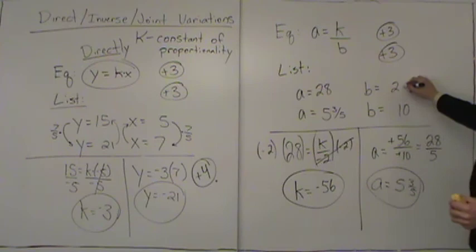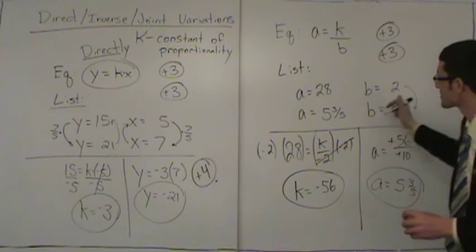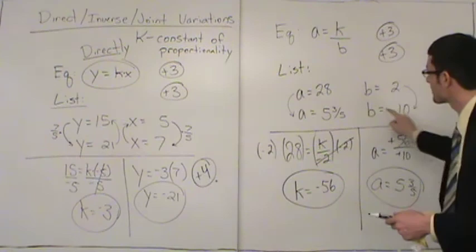Did B go up or did B go down? B went up. So if B goes up, what's going to happen to A? Remember, inversely means they're doing opposite, guys. So if B went up, what happened to A? A went down. So B went up, A went down.